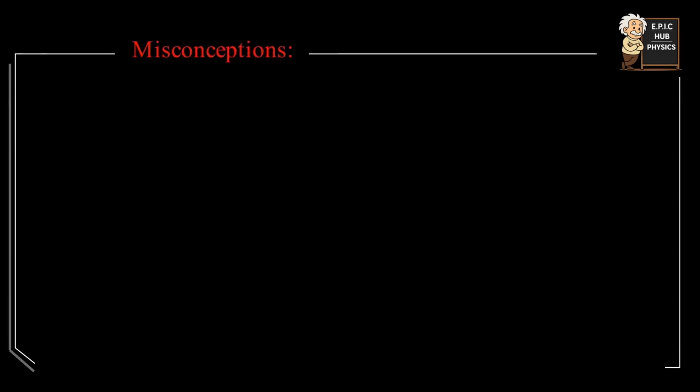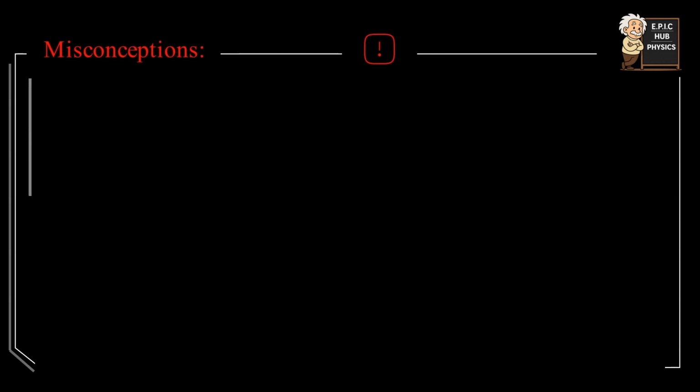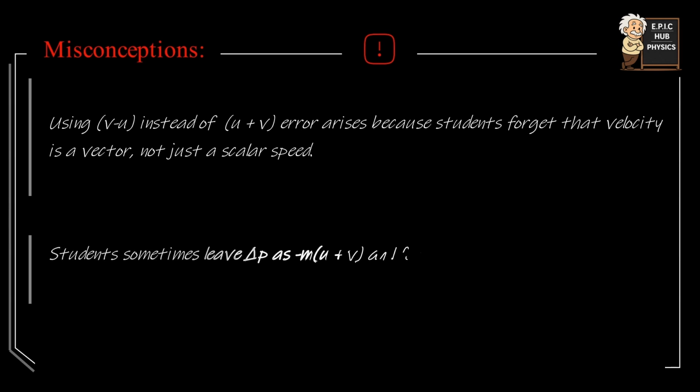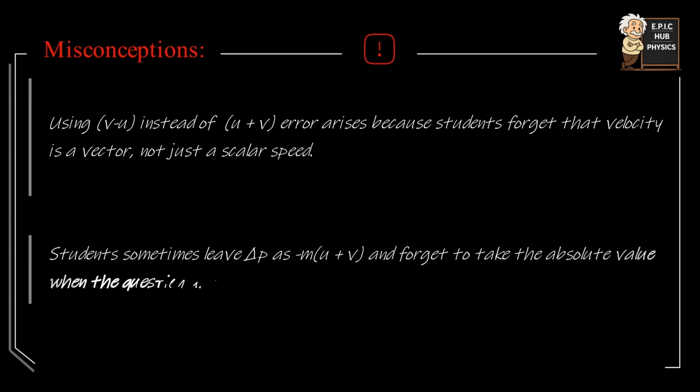Now let's address a couple of common misconceptions. One common mistake is using v minus u simply because the speeds are subtracted, without recognizing that velocity is a vector. The correct reasoning must come from the fact that the direction reverses, which introduces the negative sign in the final momentum. Another common mistake is leaving the answer as negative m times the quantity u plus v and forgetting that the question asks for the magnitude. Magnitude must always be positive, so the negative sign must be removed by taking the absolute value.